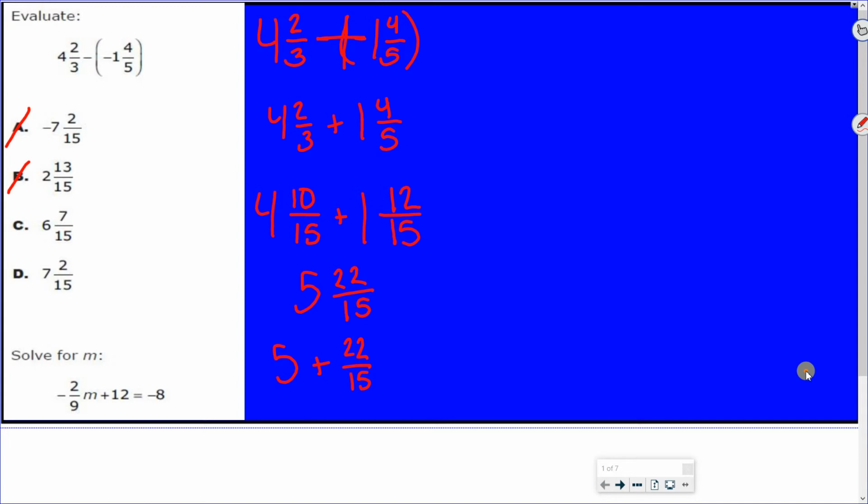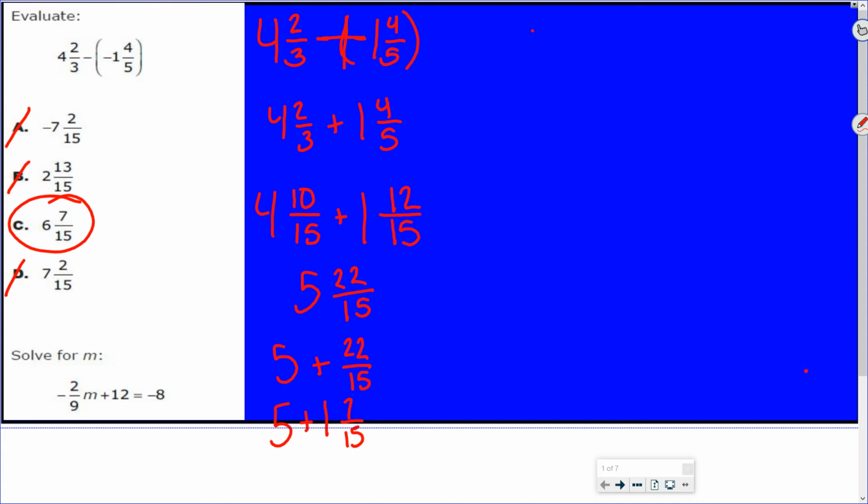We need to convert it to a mixed number. So the question is how many times can 15 go into 22? It can go in 1 time. So what's 22 minus 15? 7. So you got 1 and 7/15 plus 5. What's 5 plus 1? 6. So it can't be D. It has to be C. 6 and 7/15. Okay? All right, let's look at solve for M.